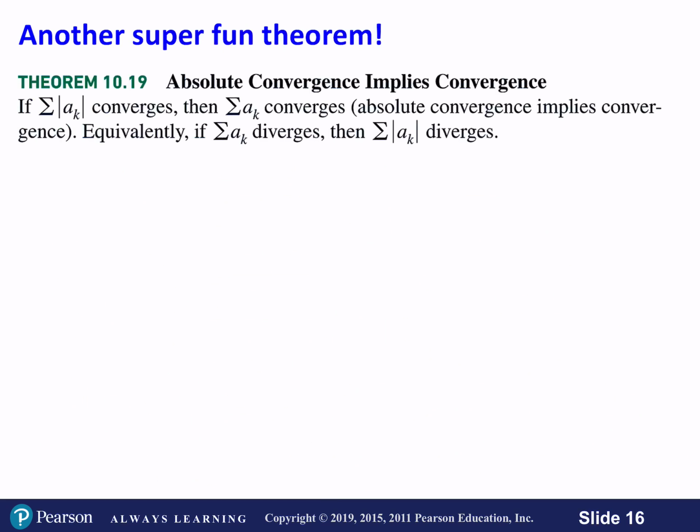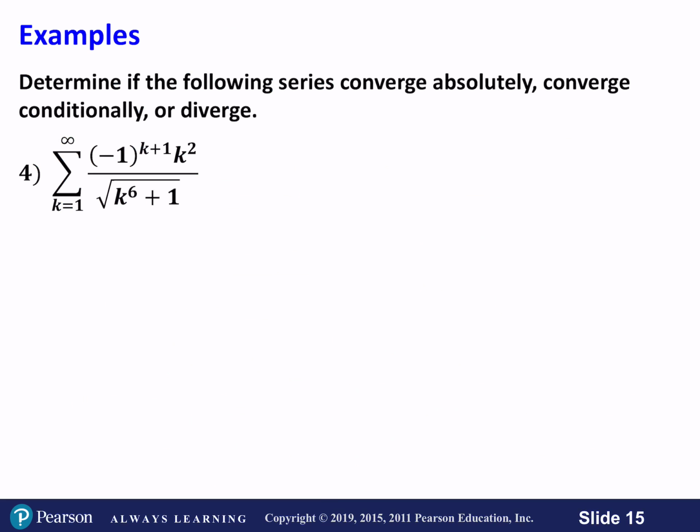And this fourth example is that we have the sum from k equals 1 to infinity of (-1)^(k+1) times k squared divided by the square root of k to the 6th plus 1. All right, so this one is a little bit trickier.